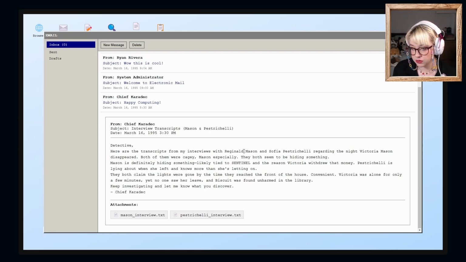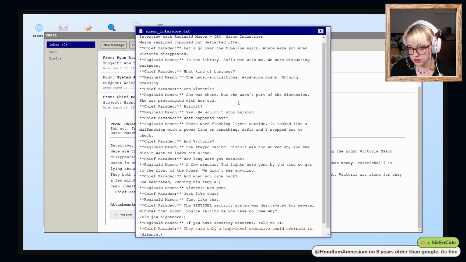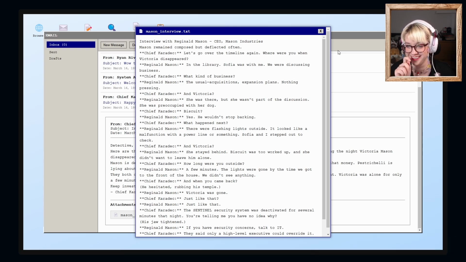Convenient. Victoria was alone for only a few minutes, yet no one saw her leave, and Biscuit was found unharmed in the library. Okay. Oh my god. Alright, I'm gonna skim read this. I'm not gonna read it all out, because that's gonna kill my voice. Eight years older than Google, it's fine. I'm younger than Google. No, I'm older than Google. Sorry, I got that wrong. I've read the wrong date. I'm older than Google, but not by very much.